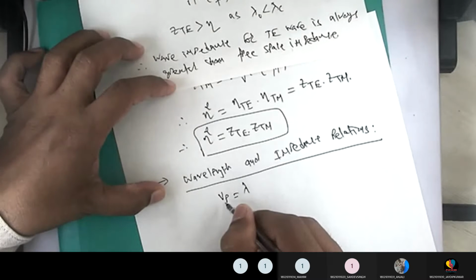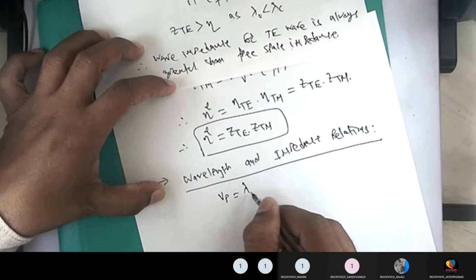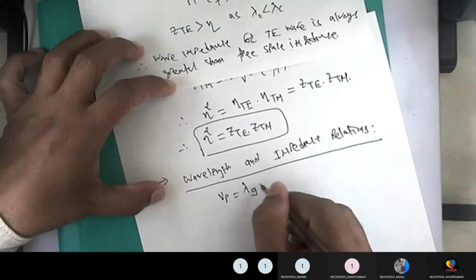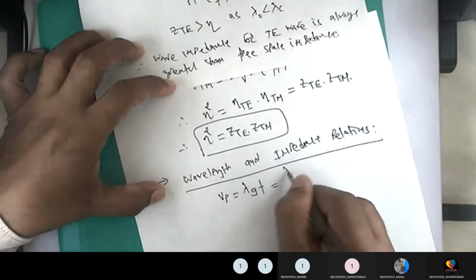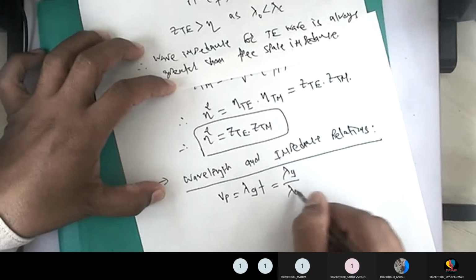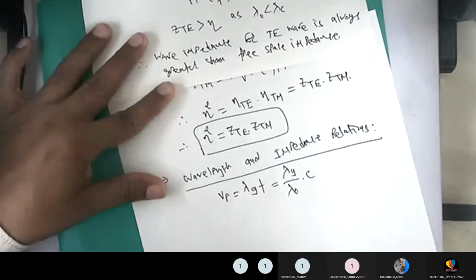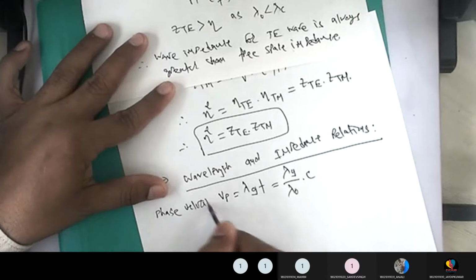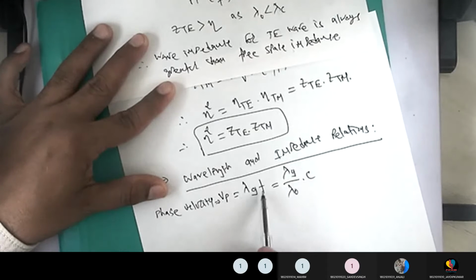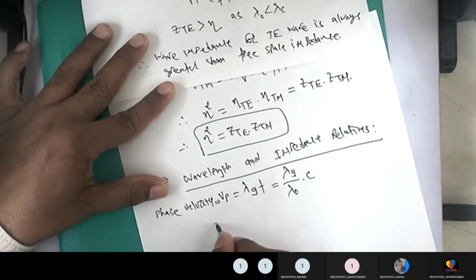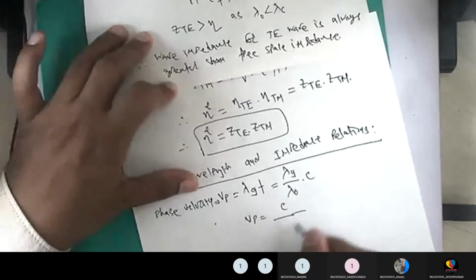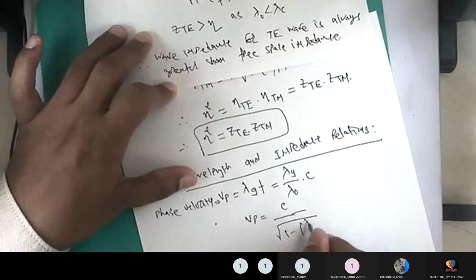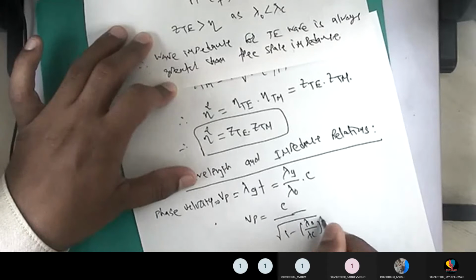But our phase velocity in a waveguide can be expressed in terms of lambda g, our guide wavelength, and the operating frequency. So that can be expressed as lambda g by lambda zero into c. So the phase velocity vp is nothing but lambda g into f, or lambda g by lambda zero into c. And I also know, as I derived last time, that it is equal to c over square root of 1 minus lambda by lambda c whole square.